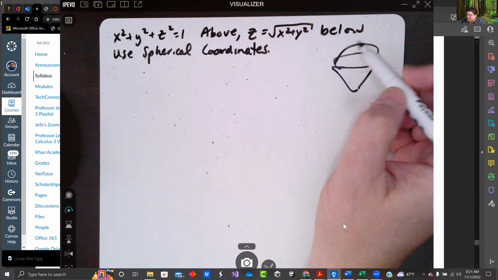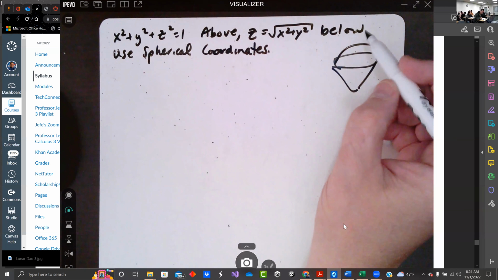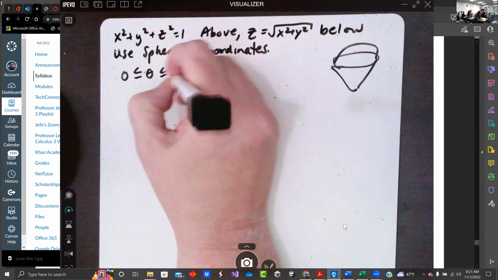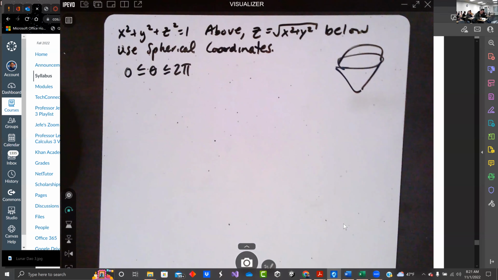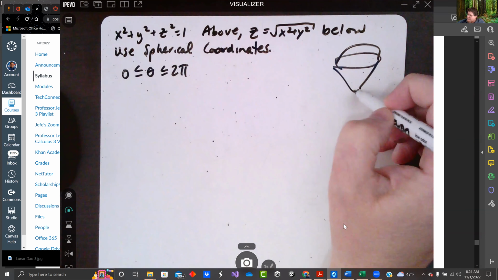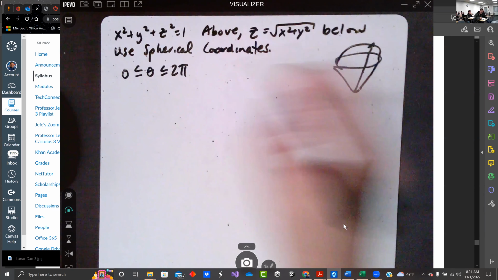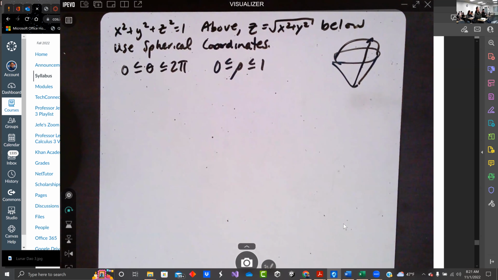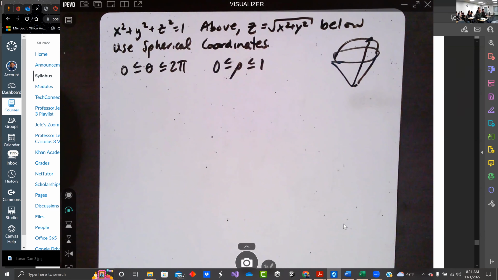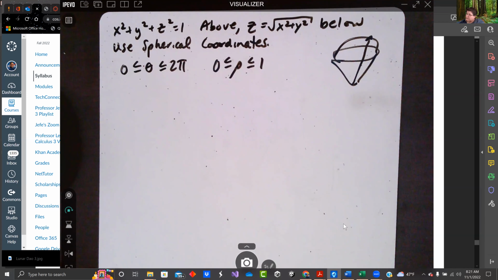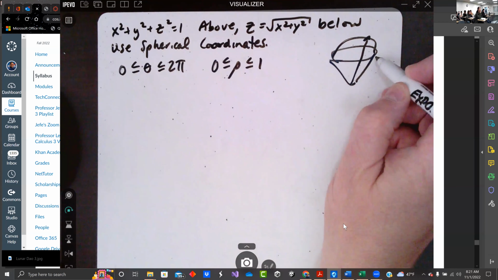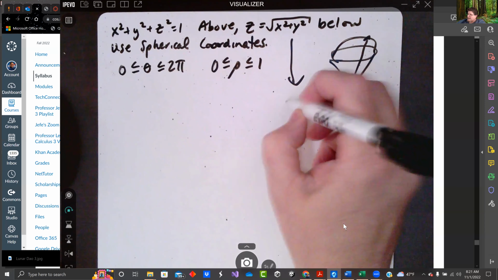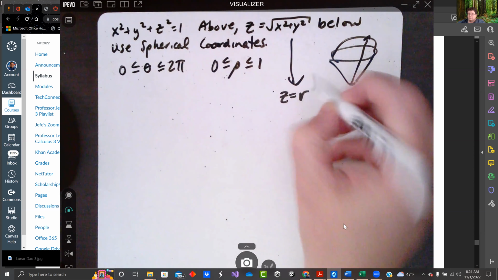Now we gotta figure out what this looks like. The theta is still gonna go from 0 to 2 pi, right? We're still going all the way around the circle. We're going from rho here to out here. Rho should go from 0. What's our angle phi? It's in the shape of an ice cream cone. So for phi, the cone is gonna define phi. I've got z equals r.